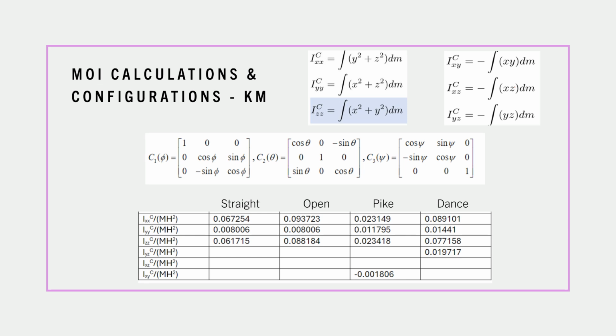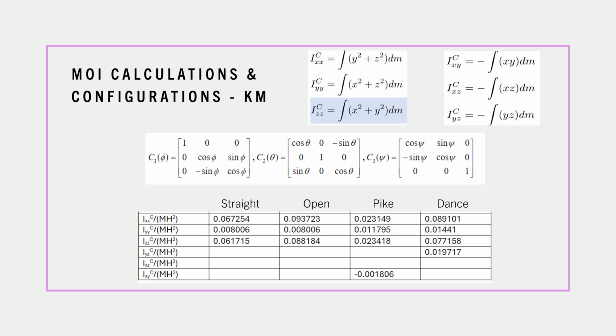The moment of inertia matrix is made up of moments of inertia and products of inertia. The moments of inertia are always positive, while the products can either be positive or negative, or are sometimes zero. This is in the instance where there is one or more axes of symmetry. For open, there are only moments of inertia because the body in each component has two axes of symmetry, but pike has a POI in the XY direction, and dance has a POI in the YZ direction because symmetry is lost as configuration was changed.